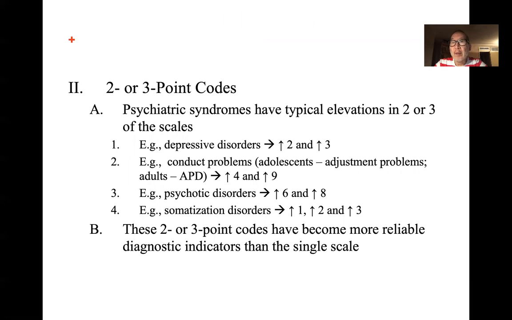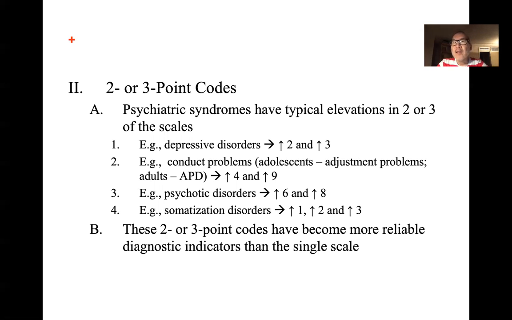They have elevations on 4 and 9, 4 being psychopathic deviant and 9 being hypomania. It suggests that there's some kind of conduct problem. With adolescents, it may be more of an adjustment problem. With adults, it may be suggestive of antisocial personality disorder. Or maybe it's more correct to say they're not suffering from antisocial personality disorder, but others are suffering from the fact that they have it, that the examinee is maybe diagnosable for that.